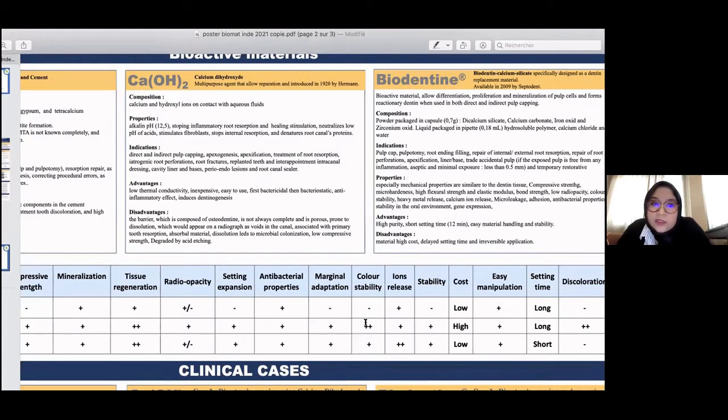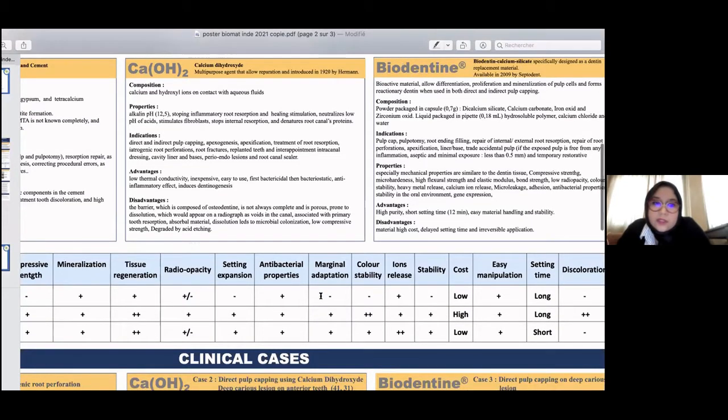Its advantages are low thermal conductivity. It's very inexpensive, and this is the main advantage of this material. It's easy to use and to manipulate. It's first bactericidal, then bacteriostatic. So it acts on bacteria, has anti-inflammatory effects, and induces dentinogenesis.